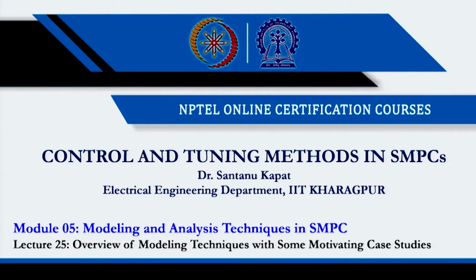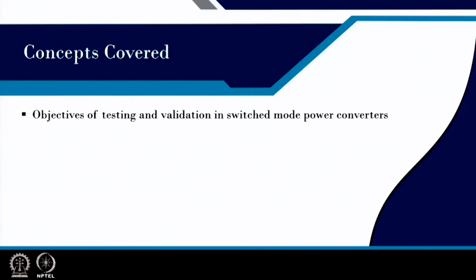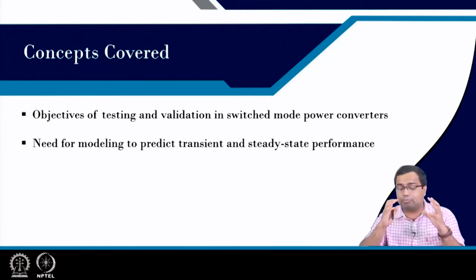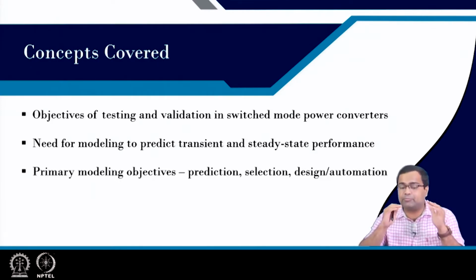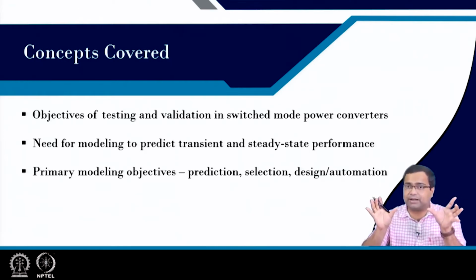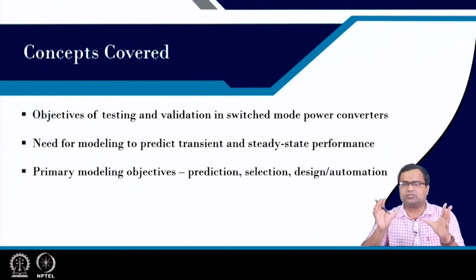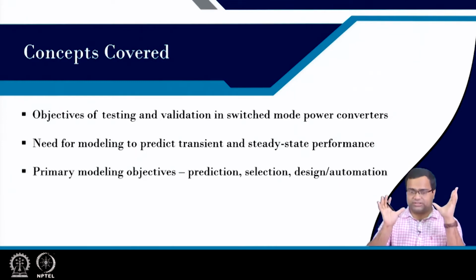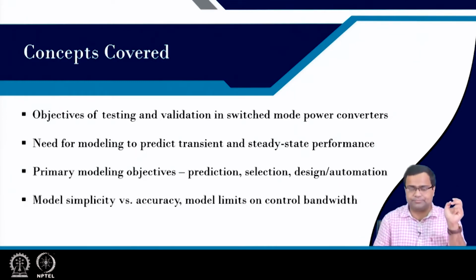In this lecture, we are going to talk about the overview of modeling technique and we are going to consider a few motivating case studies. So, first we will discuss what are the objectives of testing and validation in a switch mode power converter, then the need for modeling to predict transient and steady state performance, then the primary modeling objective, which can be categorized into three parts. That means we need to predict, then we need to select the suitable control technique, and then we have to design as well as automate the process in order to meet certain requirements.